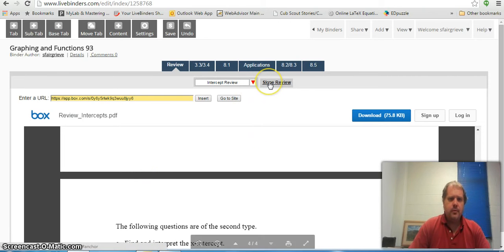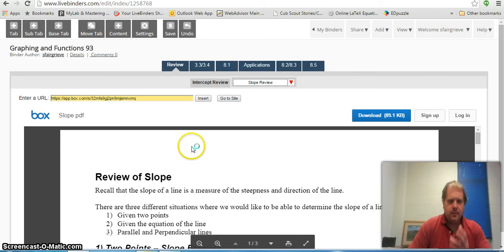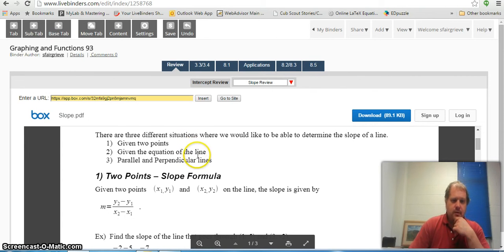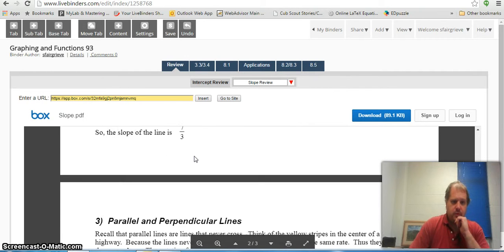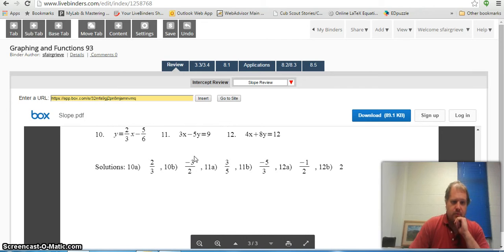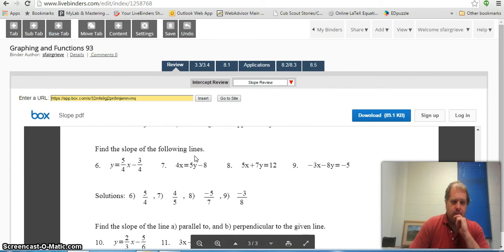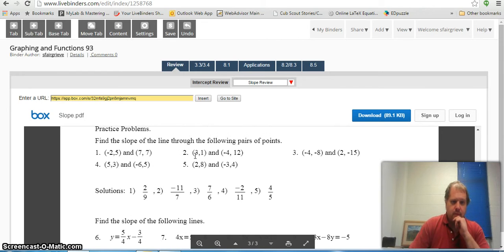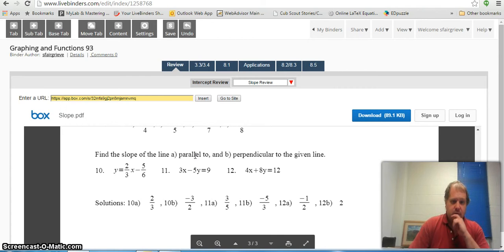Also under the review, you'll see another tab for slope review. Now we do cover 3.3 and 3.4. This just goes back and gives you some more resources on the 3 different ways to find slope, some additional examples, and then at the end of that document are actually some practice problems along with the answers. You can practice finding the slope either given points or given the equation, or finding slopes for parallel and perpendicular lines, which is again really important when you get into the 8.1 homework.